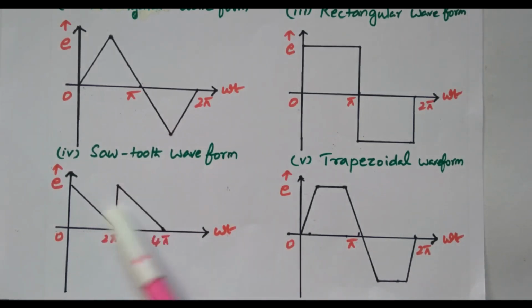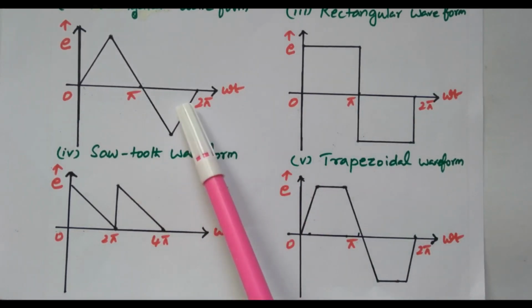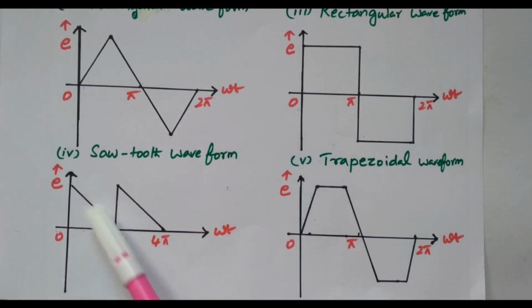But here the voltage is always positive. So this is not an alternating quantity. This is a non-alternating quantity. Alternate means the positive and negative will change continuously: positive cycle, negative cycle, positive cycle, like that. But here we always have positive voltage. So only this waveform is a non-alternating quantity.